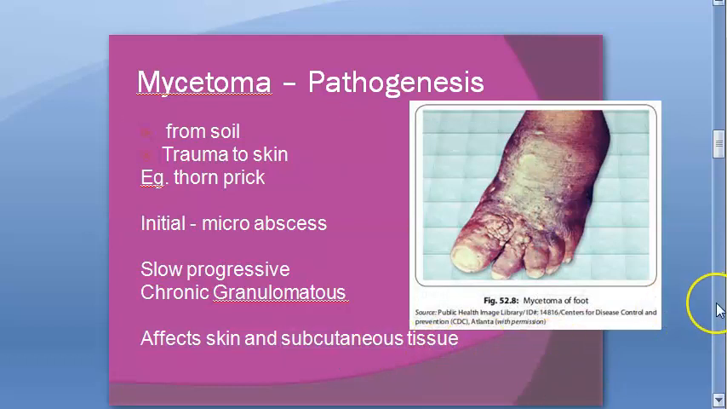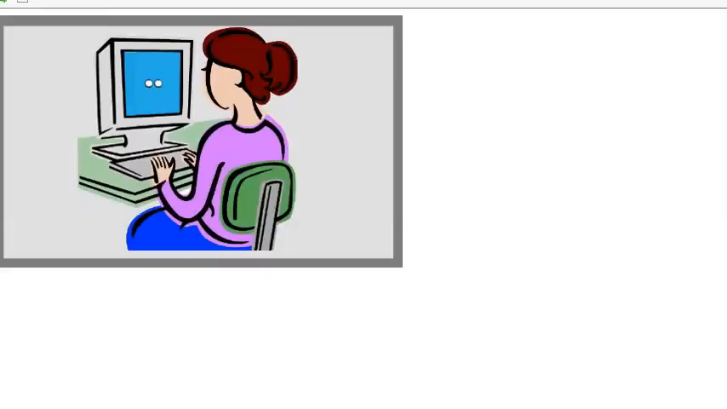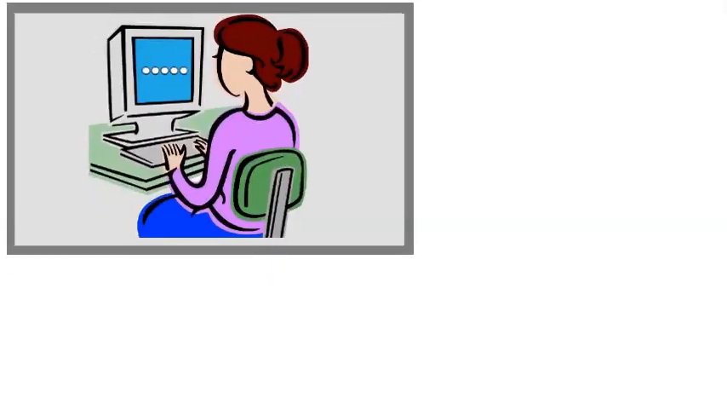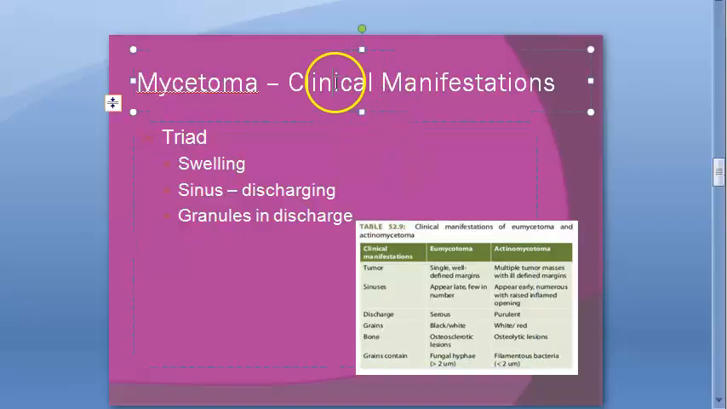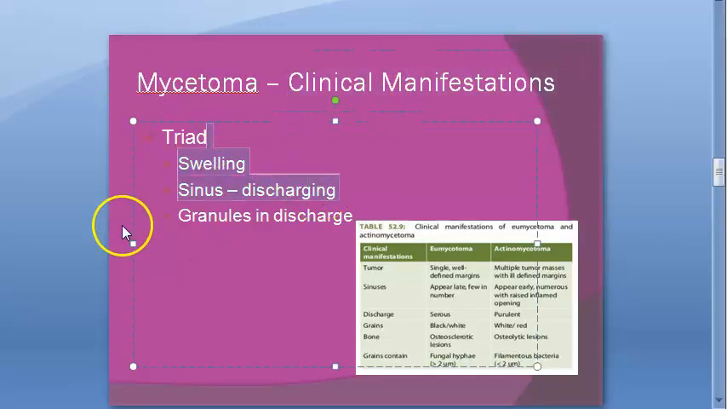That is the pathogenesis. Pathogenesis over. So now what are we studying today? Mycetoma, Madura foot. We are done with the pathogenesis. Now we have to move to the clinical features. Now clinical manifestations, you already know there's a triad.